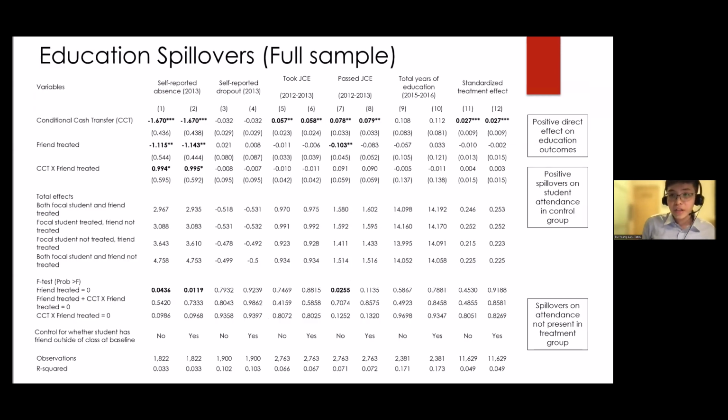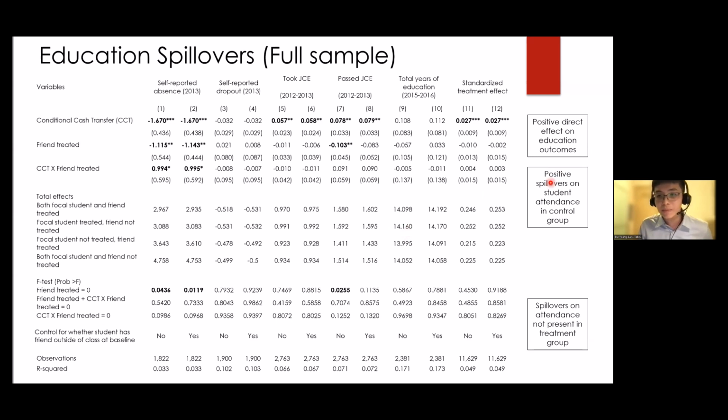So here are the main regression tables. Let me walk you through one by one. Here we can find that even when we're controlling for my friend's treatment effect, the positive direct effects of the conditional cash transfers as identified in Kim et al. remain. So the conditional cash transfer lowers absence, it increases the likelihood of taking the JCE and passing it, and there is also a positive, somewhat sizable standardized treatment effect.